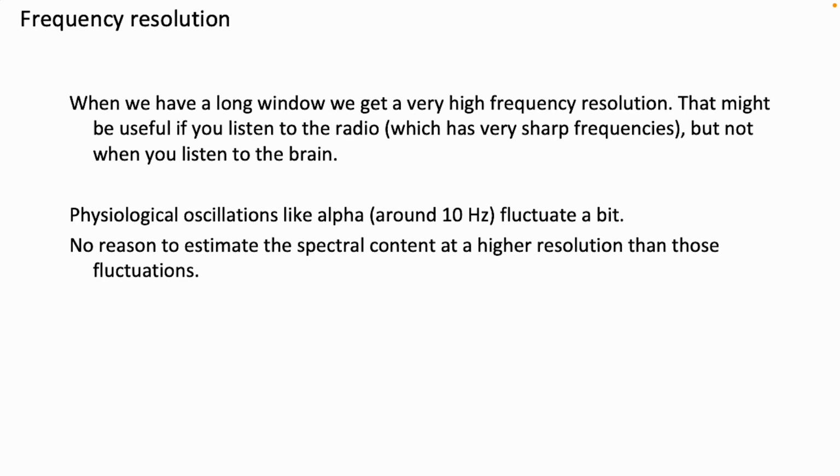When we have a long window, we get a very high frequency resolution, and that might be useful if you listen to the radio, which has very sharp frequencies, but not when you listen to the brain, because the brain has very blurry frequency resolutions. So these physiological oscillations like alpha, around 10 Hertz, fluctuate a bit, and they differ from participant to participant. And there's no reason to estimate the spectral content at a higher spectral resolution than those fluctuations.